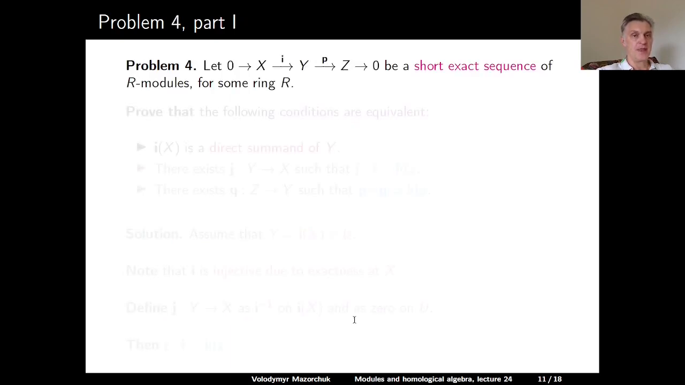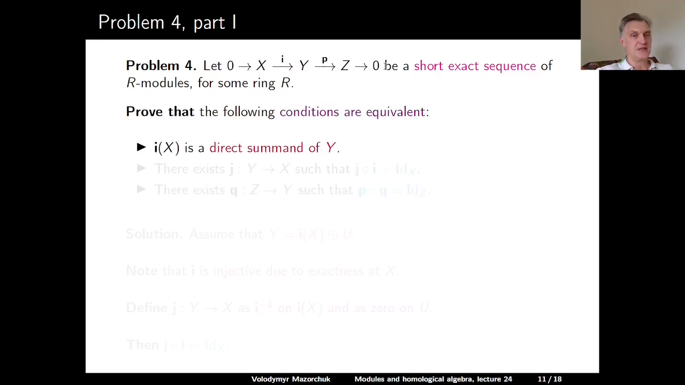Problem 4. Consider a short exact sequence of R modules for some ring R. So it starts with 0, this goes to X, and then the morphism I into Y, and then the morphism P into Z, and then to 0. Prove that the following conditions are equivalent.